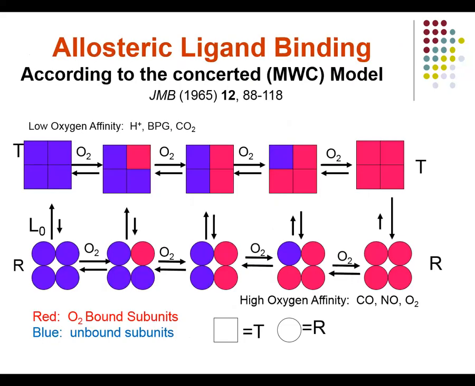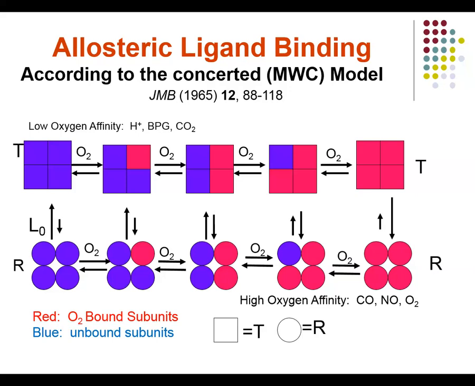Now, to summarize, according to the MWC model, anything that preferentially stabilizes the T state will lower the oxygen affinity, and any molecule that preferentially stabilizes the R state will increase the oxygen affinity. So small molecules such as protons, 2,3-BPG, and carbon dioxide will preferentially bind to the T state and will lower the oxygen affinity. Small molecules such as carbon monoxide, nitric oxide, and molecular oxygen will preferentially bind to the R state and increase oxygen affinity.